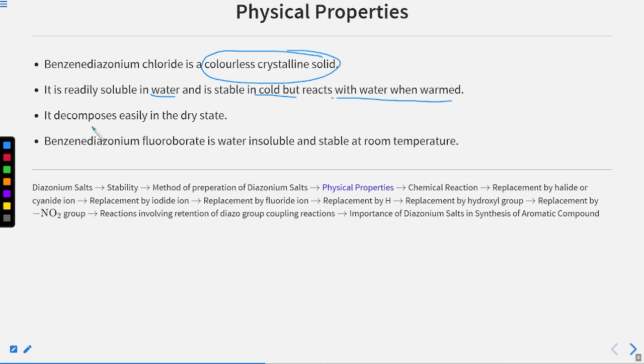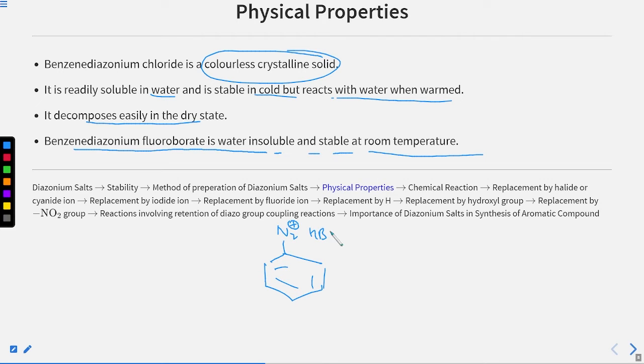So it decomposes easily in the dry state. Benzene diazonium fluoroborate is water insoluble and stable at room temperature. So this is very important. This fluoroborate is nothing but N2 plus and BF4 minus. So this is fluoroborate.